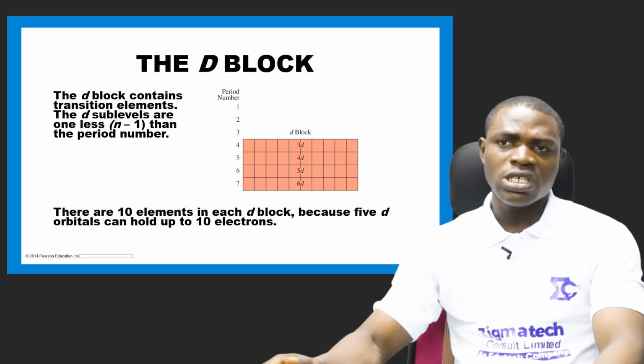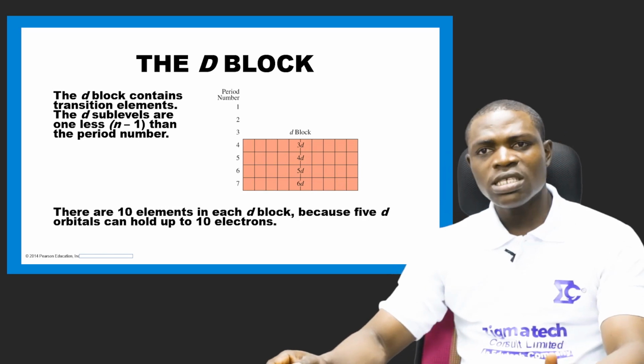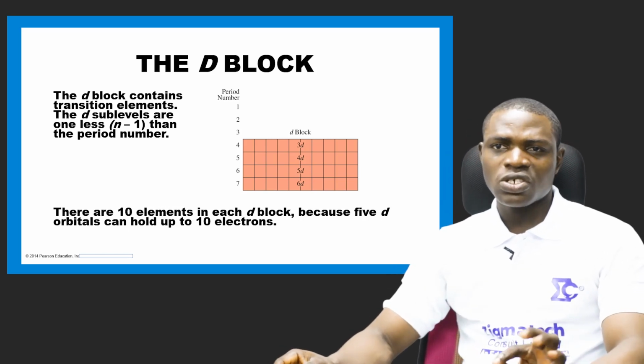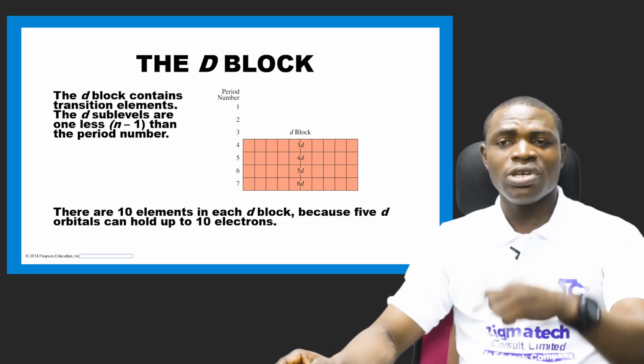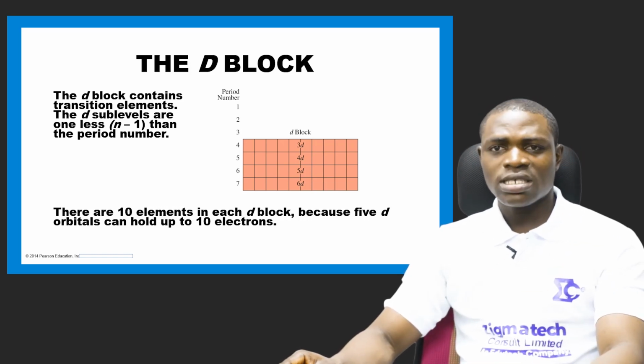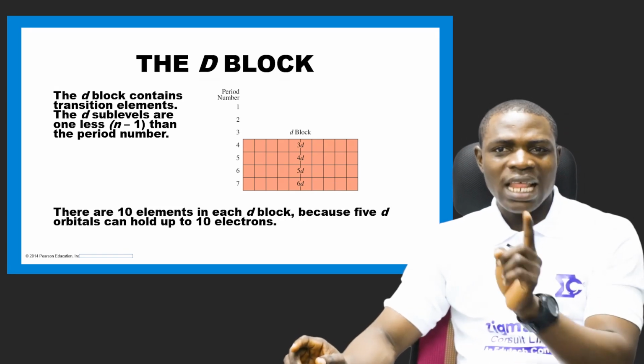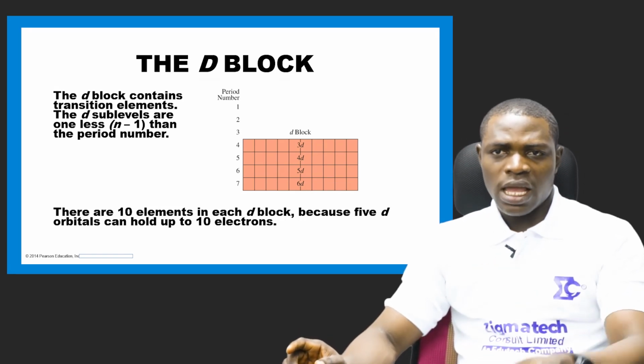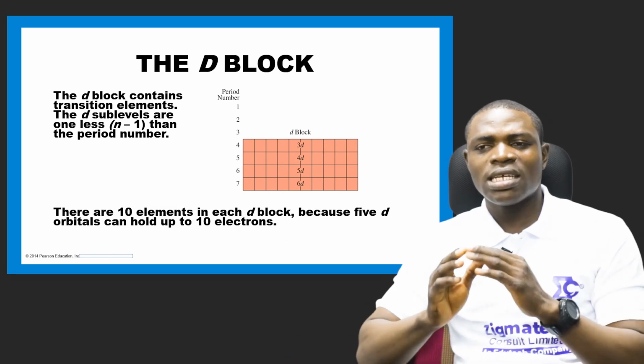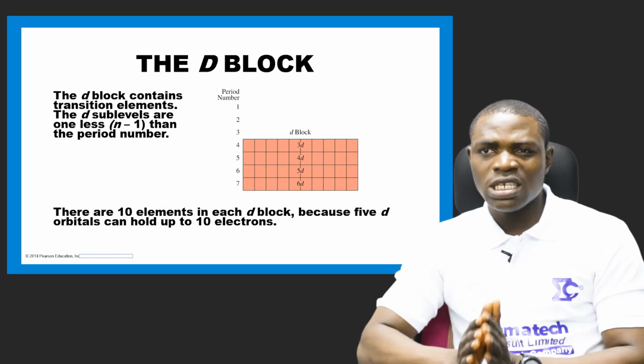Now, coming to the D block, the D block contains the transition elements. This has been emphasized over time. The D sublevel is 1 less than the period number, like n minus 1. That is the general formula given to the D block elements.